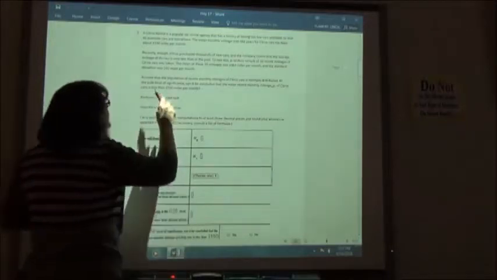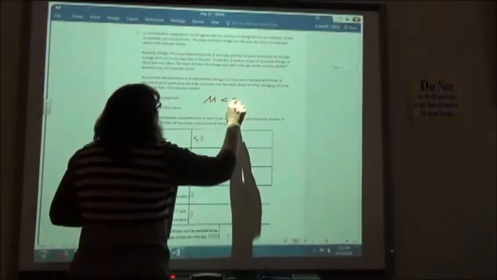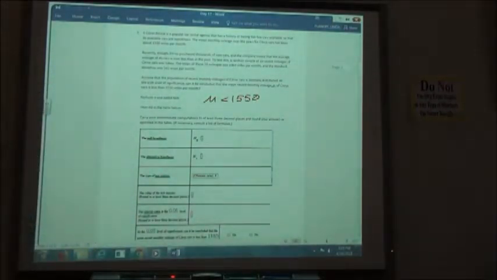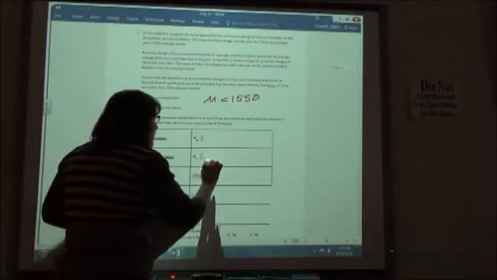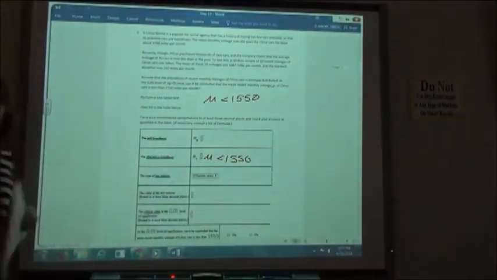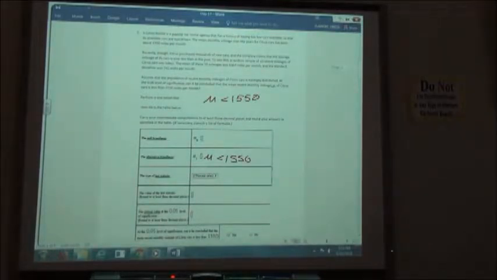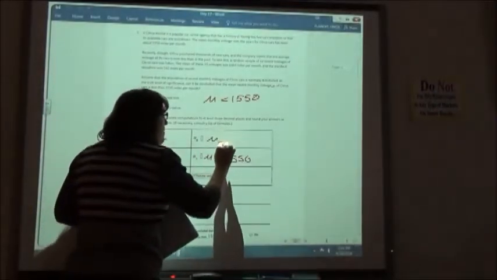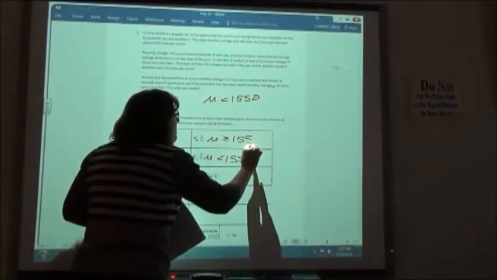So my statement is saying, is the mean less than 1,550? Since that doesn't have the equal in it, that's my alternate hypothesis. My mean is less than 1,550, which means my null hypothesis is going to be the opposite of that. What would my null hypothesis be? The mean is greater than or equal to my 1,550. Exactly.